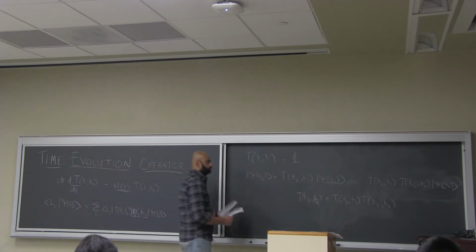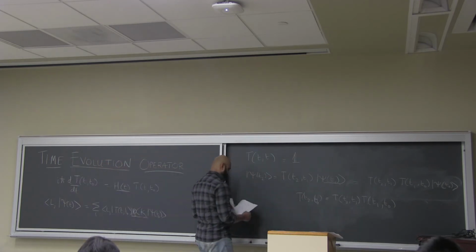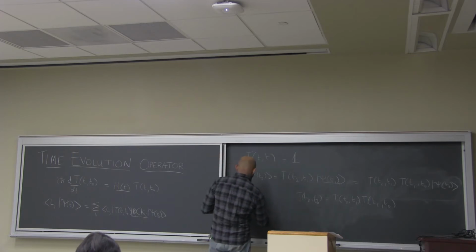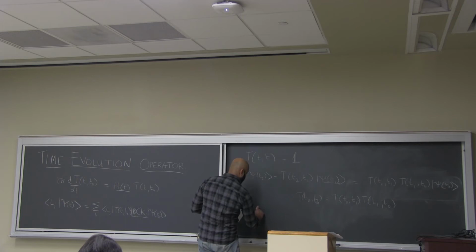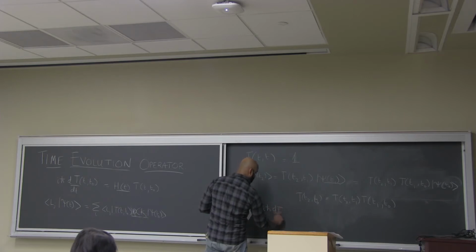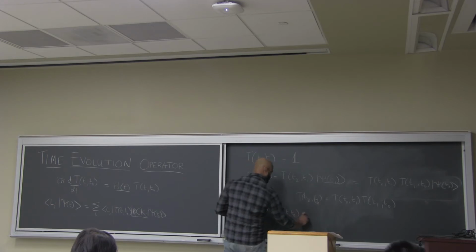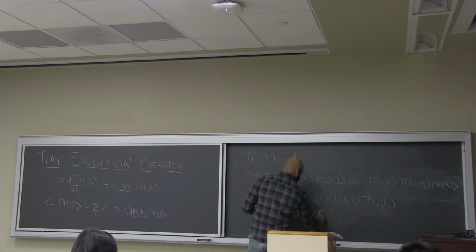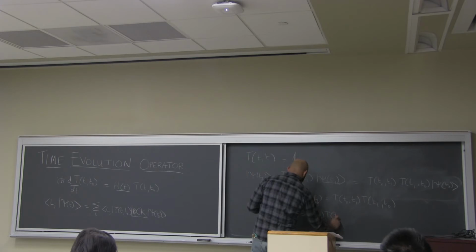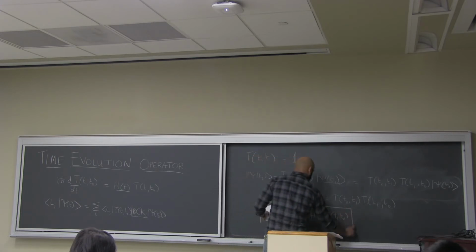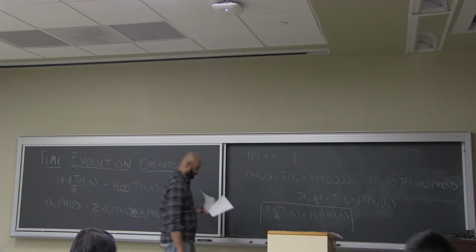And from these two, by expanding this relation for small epsilon, for small times, you can immediately show that this relationship implies that i h bar dU(t, t0)/dt must be equal to H(t) U(t, t0). So that is how the proof of the relationship comes about.